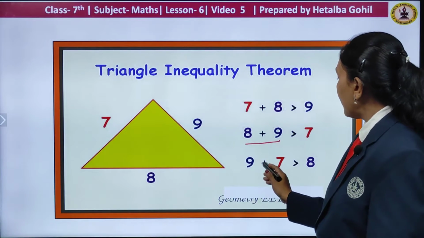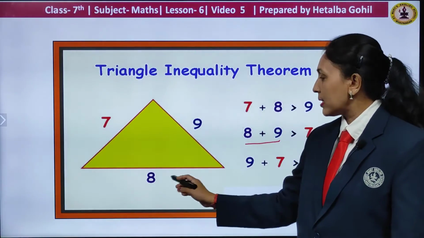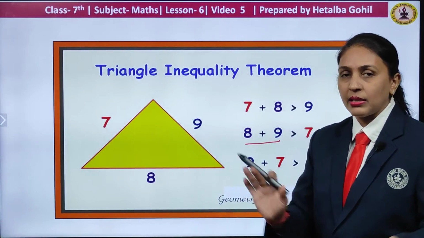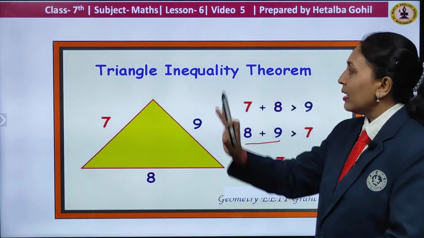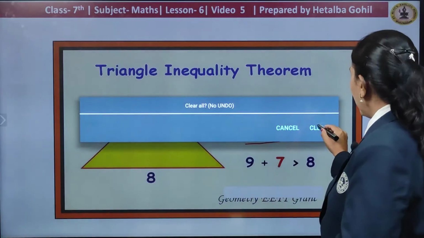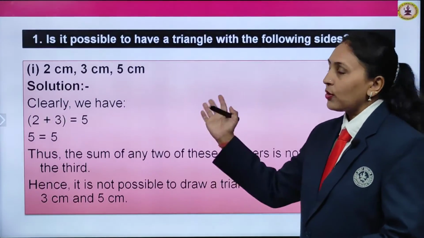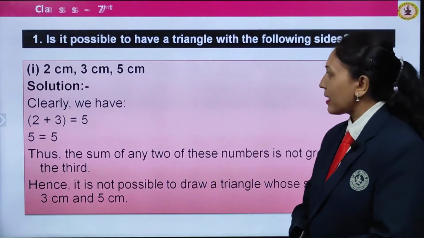Similarly, if I take 9 plus 7, it will always be greater than the third side, that is 8 meter, centimeter, whatever is given to you in the question. This is generally for your basic understanding. So let us see what we can do with the help of this property further. So let us start with the exercise here.